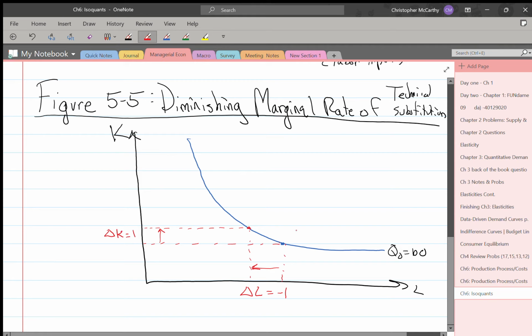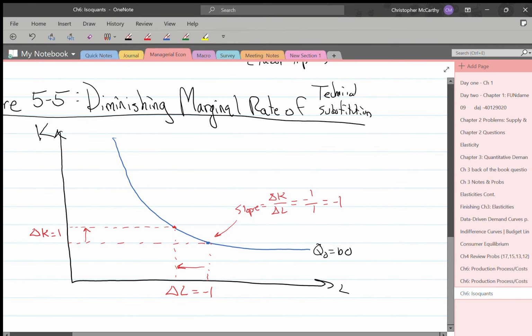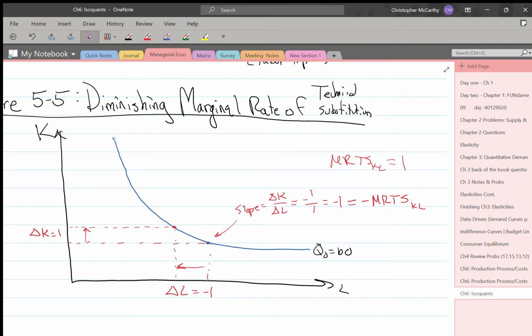So the slope at this point is my rise over run, right? My change in my capital over my change in my L, so it ends up being -1 over 1, which is -1, and we know that the slope of these curves, right, is the negative of our marginal rate of technical substitution between capital and labor. So what does that mean? That means that our marginal rate of technical substitution of capital for labor at this point is just equal to 1, which makes sense. We're giving up 1, we get 1, right? Give me a second to copy that down.